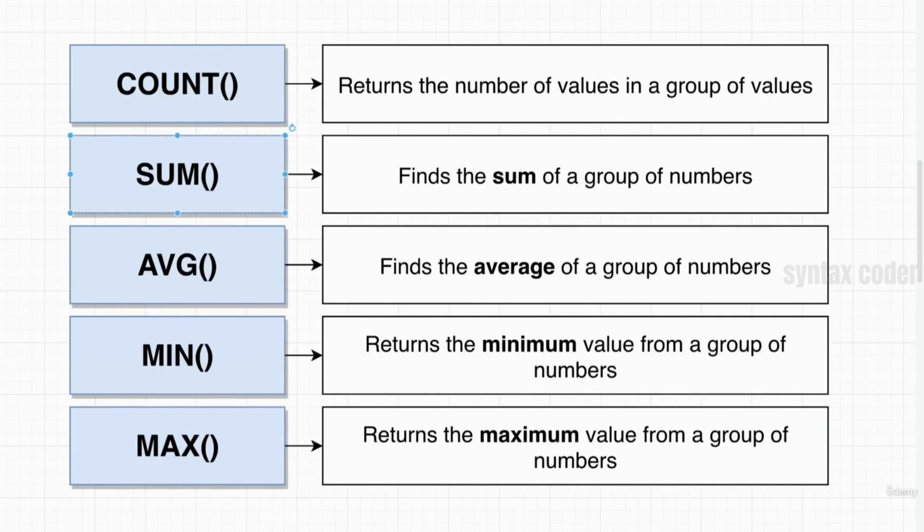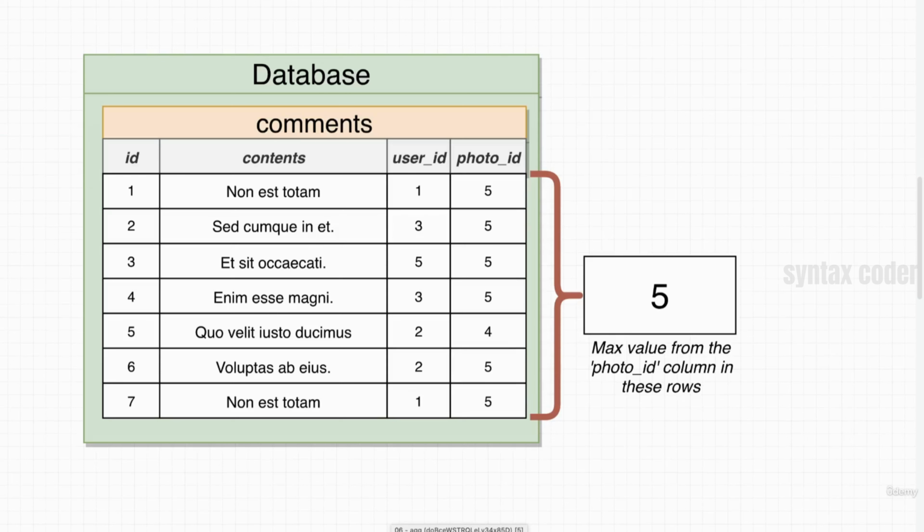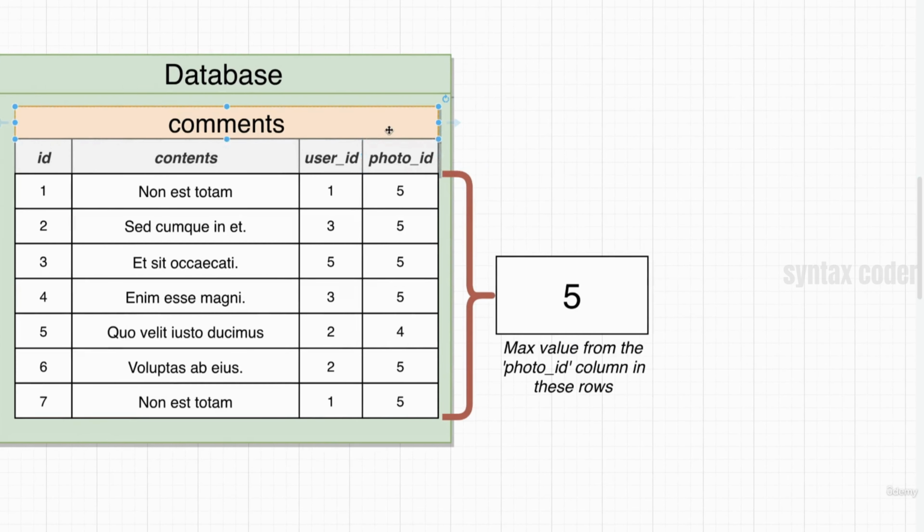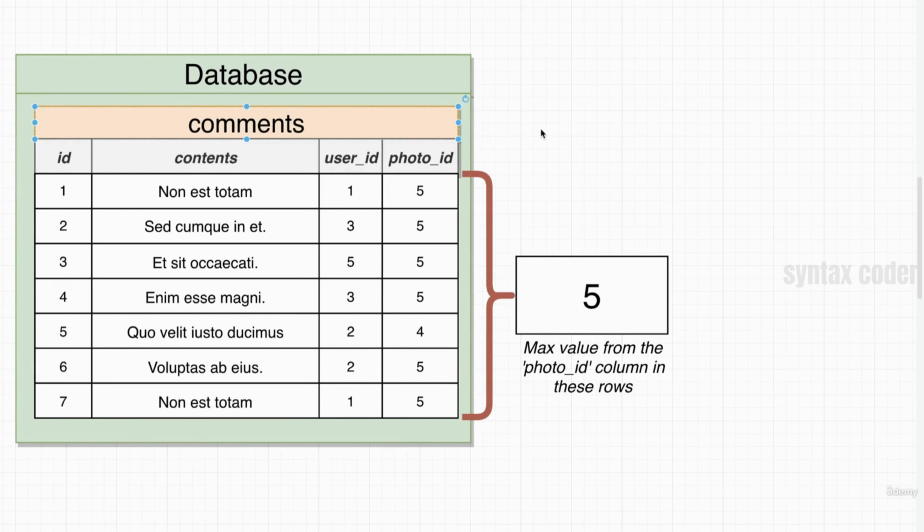Now, just to make sure this stuff is super clear, just a quick diagram here. So we can imagine that maybe we wanted to find the maximum value out of the photo ID column on the comments table. So for that, we could do a max on photo ID, and it would give us the maximum number value out of there, which in this case on this diagram would be 5. If we did a minimum, the minimum value would be a 4. The average would probably be about 4.9, and so on.